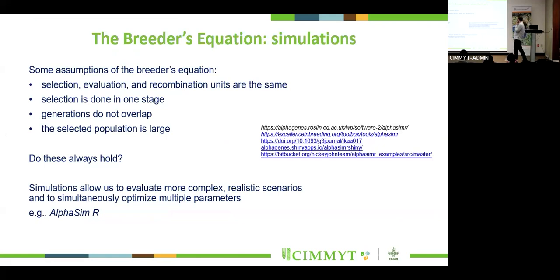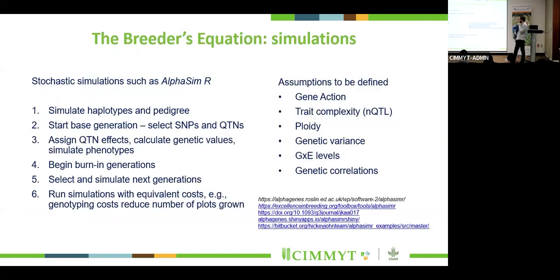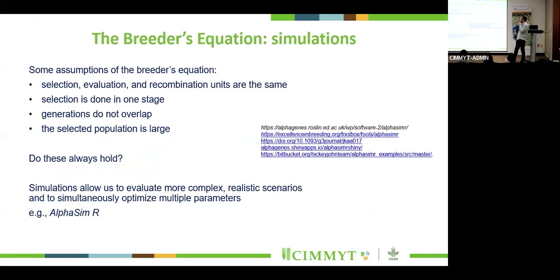So the breeder's equation makes the assumptions that what you select, evaluate and combine are the same, selection is done in one stage, non-overlapping generations, etc. We don't know if they all hold, and we can't follow for more than one generation. So we use simulations.